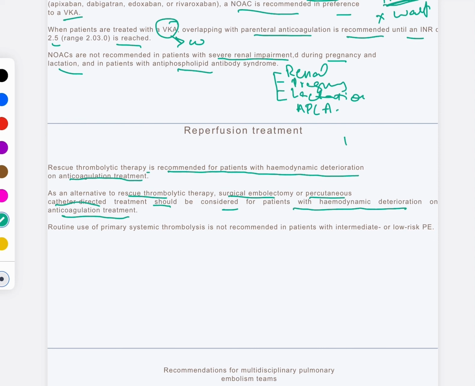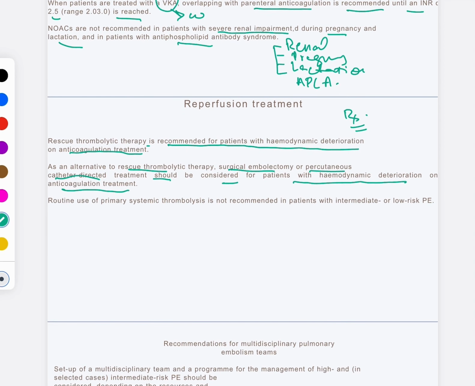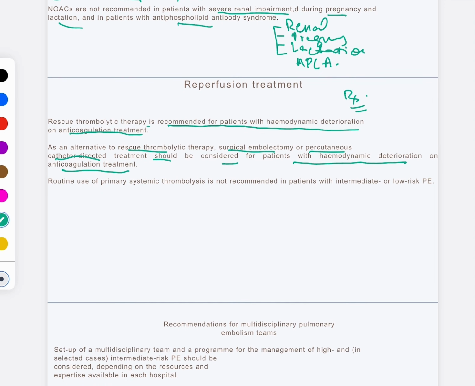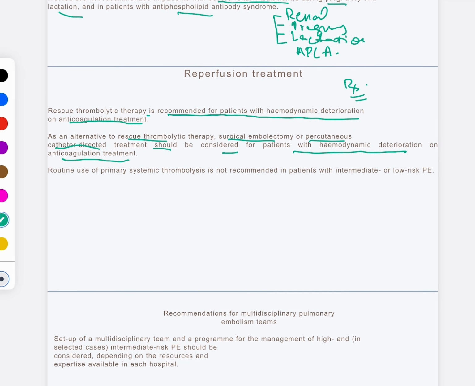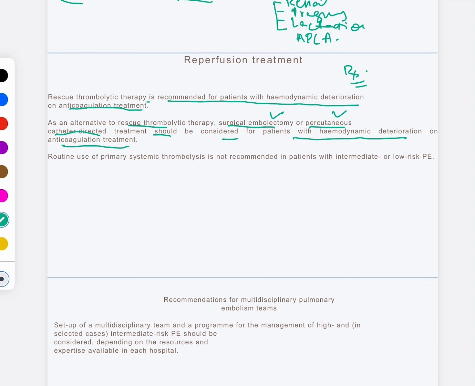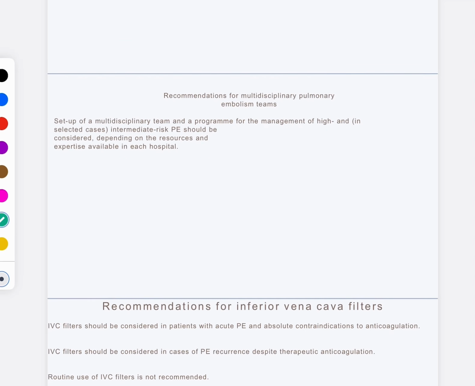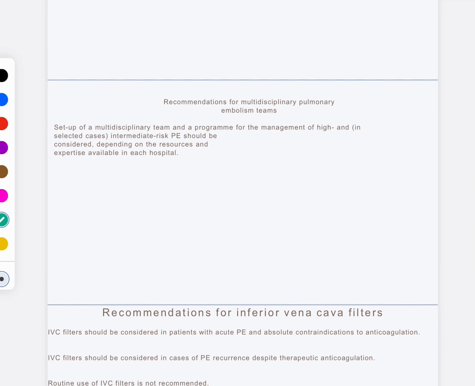So if any patient is already on treatment and thrombosis is still there, you can start with a rescue thrombolytic therapy in the form of surgical embolectomy or percutaneous catheter-directed treatment. Routine use of primary systemic thrombolysis is not recommended in patients with intermediate or high risk pulmonary embolism. So you don't need to thrombolyze patients if they have intermediate or low risk pulmonary embolism. Always involve a multidisciplinary team in making decisions.